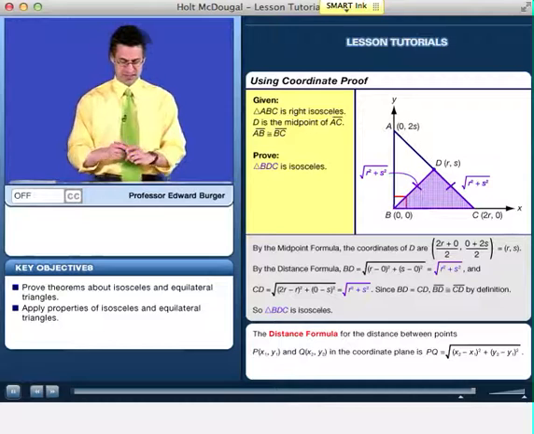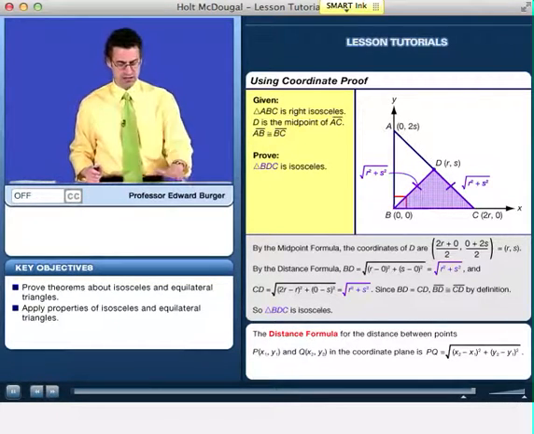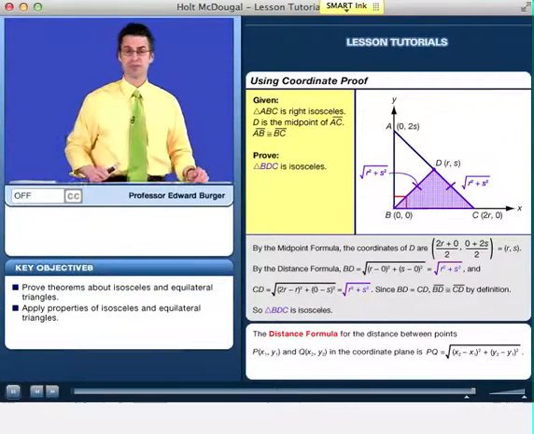So there you have it. You can see a wonderful example where using the coordinate plane allows us to prove this really cool theorem.